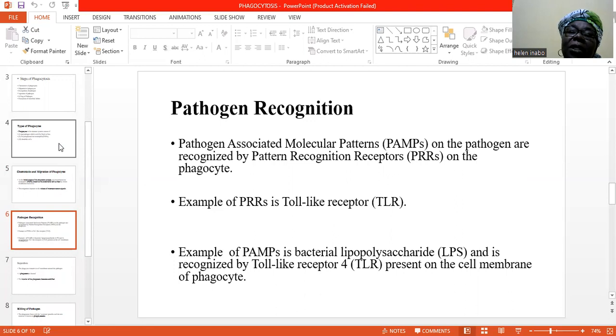Example of pathogen-associated molecular pattern on the pathogen is bacterial lipopolysaccharide, LPS, which is recognized by toll-like receptor 4 present on the cell membrane of phagocyte.